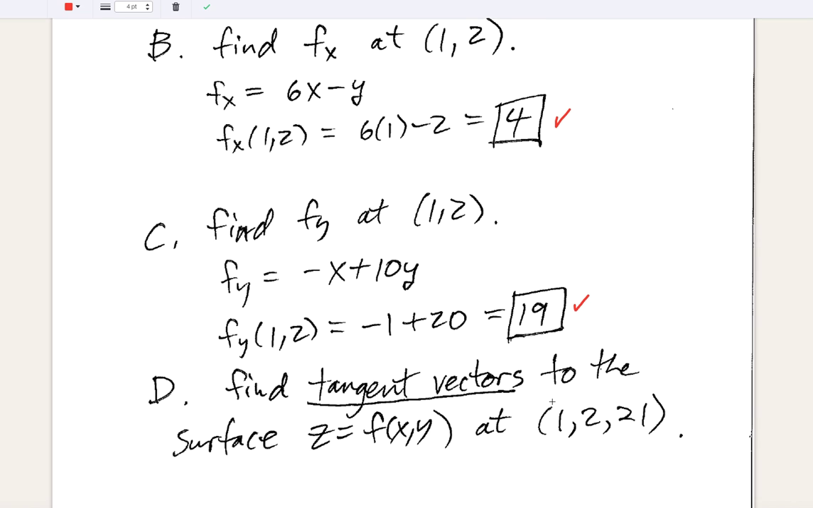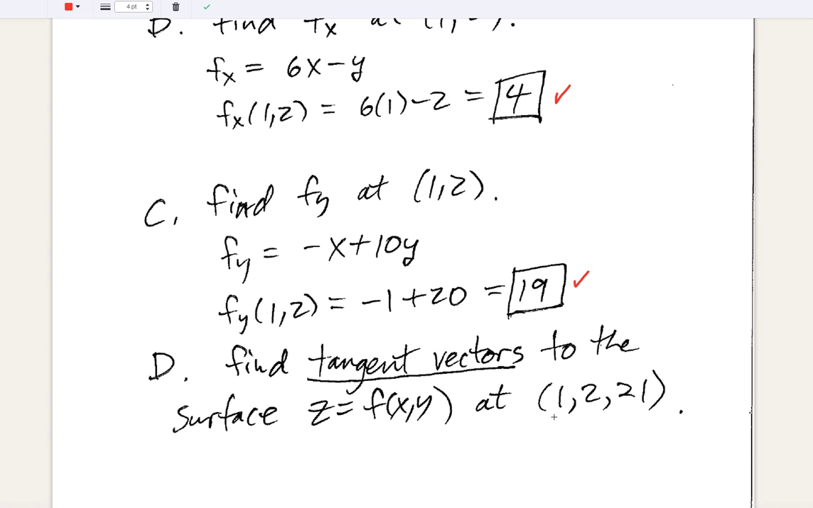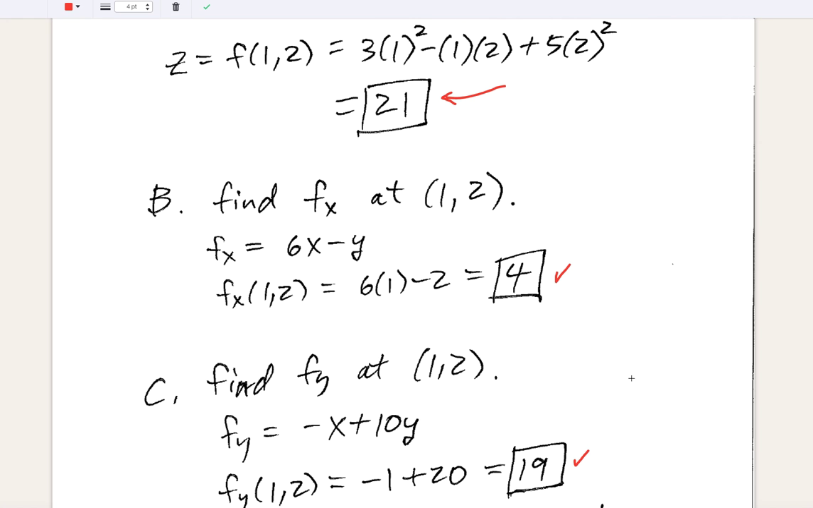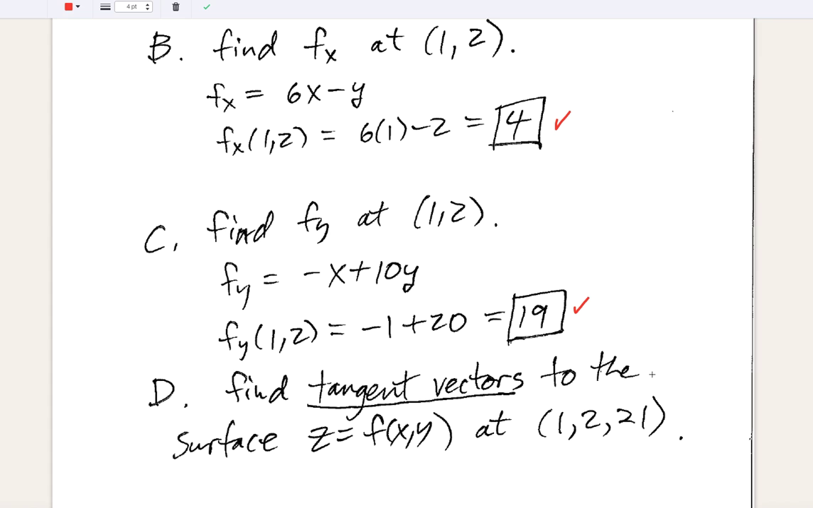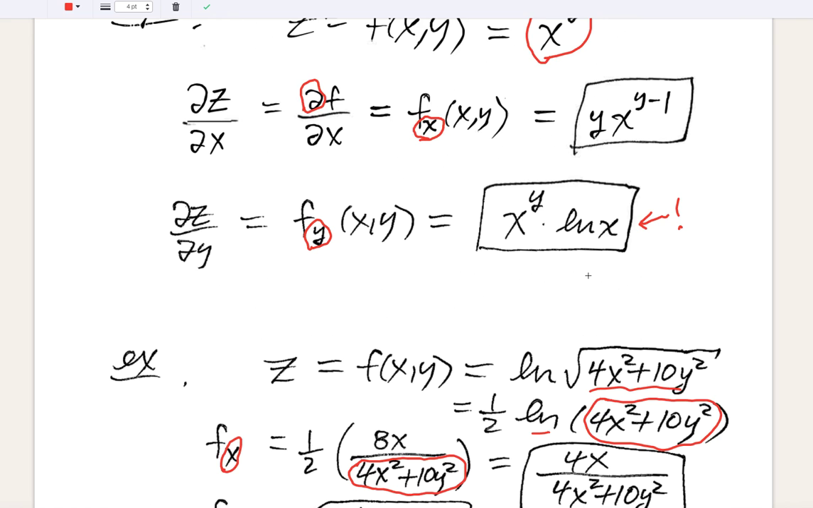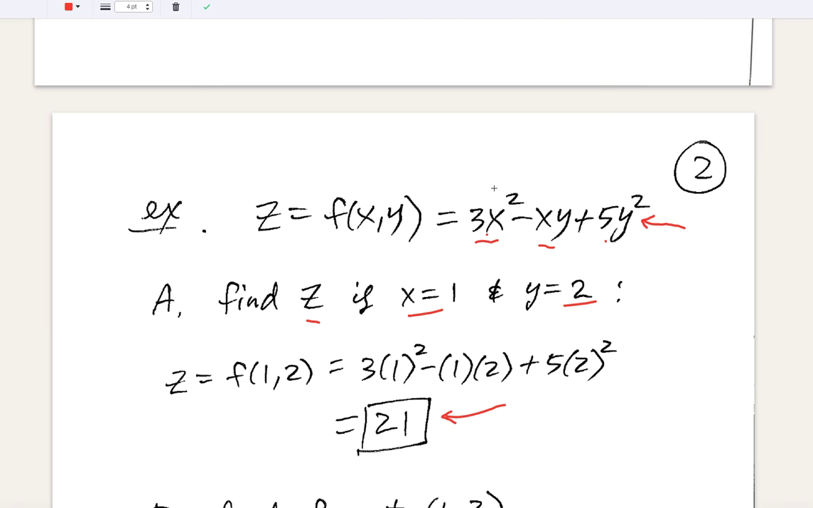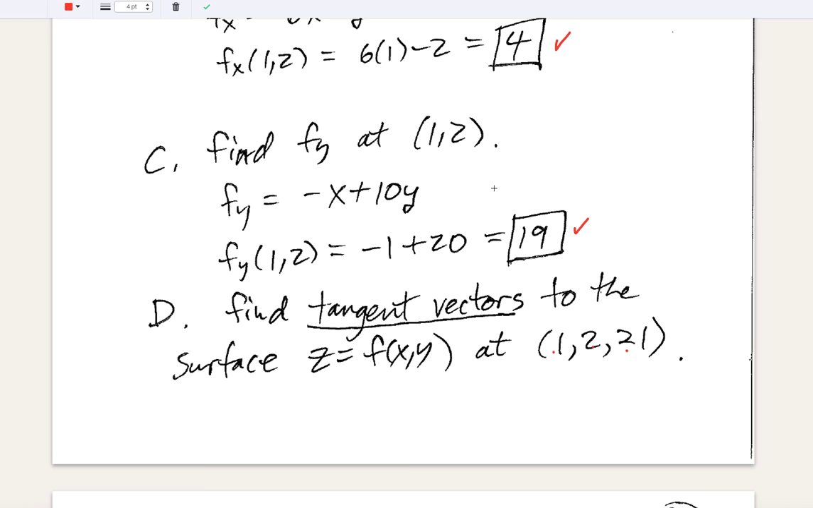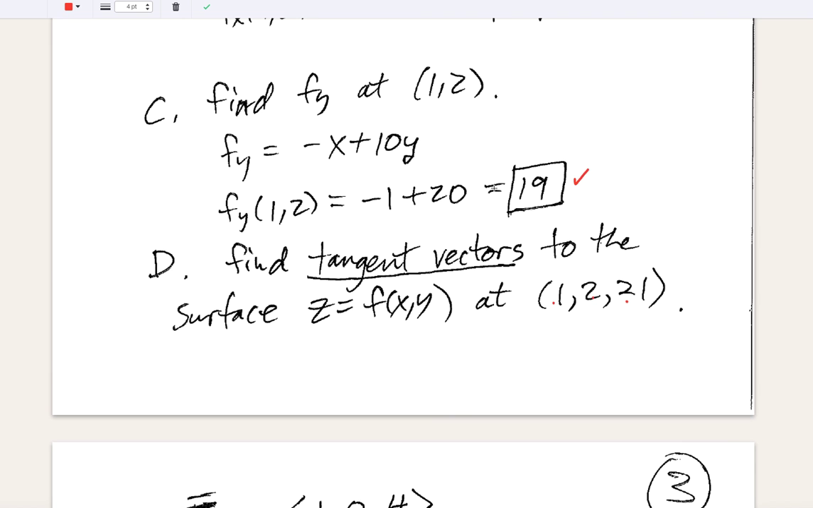Okay, now I'm going to ask you to find tangent vectors to the surface at the point 1, 2, 21. Okay, the 21, of course, comes from what? From this right up here. Okay, so I've got the x, y, and the z values written here. What I'm doing is considering a situation like this. I want a vector 1 and a vector 2 here. So let's come down here. Okay? What would be a vector 1?